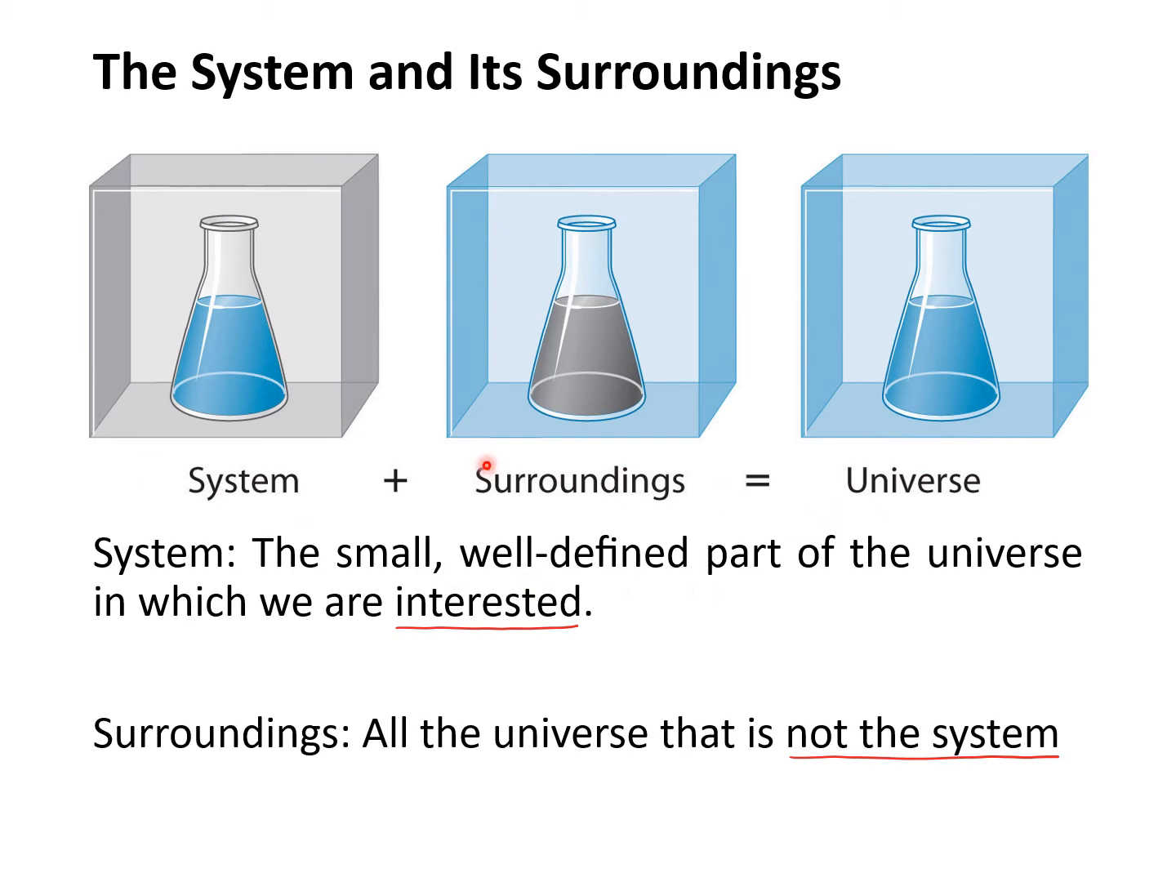The universe is composed of the system and the surroundings. The system is the small, well-defined part of the universe in which we are interested. The surroundings is defined as everything that is not the system.